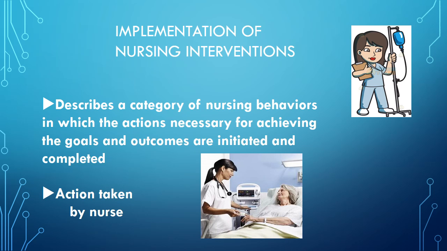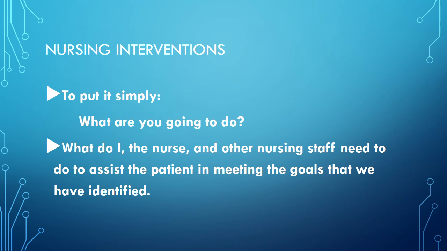So this is going to describe a category of nursing behaviors in which the actions necessary for achieving the goals and outcomes are initiated and completed. They are actions taken by the nurse. So this is the phase of the nursing process that describes the nursing care to be provided. To put it very simply, what are you, the nurse, going to do? What do I, the nurse, and other nursing staff need to do to assist the patient in meeting the goals that we have identified?